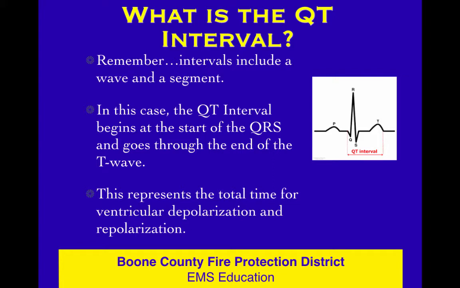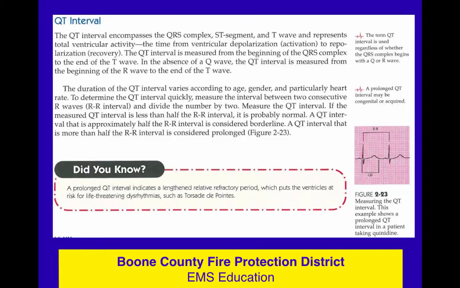So in this case, the QT interval starts at the start of the QRS and it goes through to the end of the T wave. The end of the T wave, a wave and a segment, so the ST segment's in there, and in this case we have the QRS complex, which is 3 waves, and the T wave. So a couple waves with a segment in between, the QT interval.